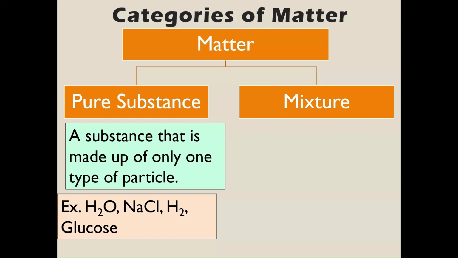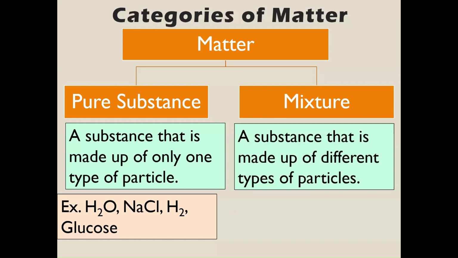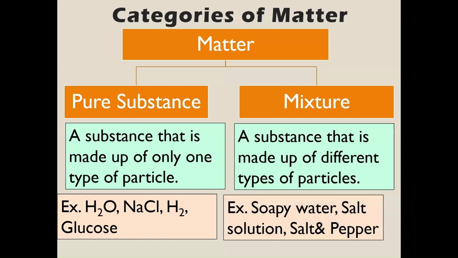But if we mix two or more pure substances together, we will get a mixture. If we mix water with glucose, or water with salt, all of these are mixtures. So a mixture is a substance made up of different types of particles, two or more types of particles, like soapy water, salt solution, and salt and pepper.